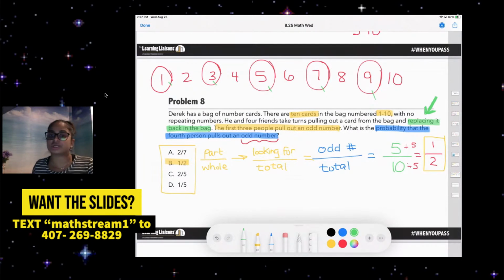So we want to make sure that we're getting through everything together and we're reading through the problem and not misinterpreting anything, right? So that is how you solve it. That is how it is done.